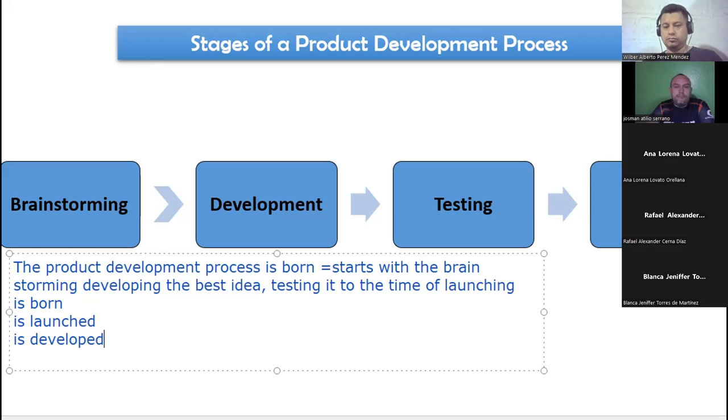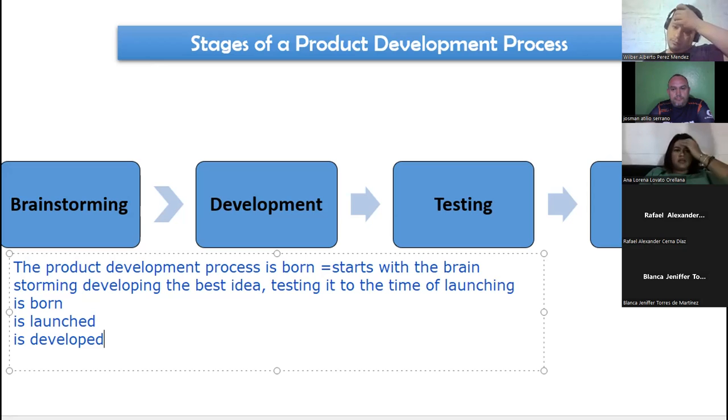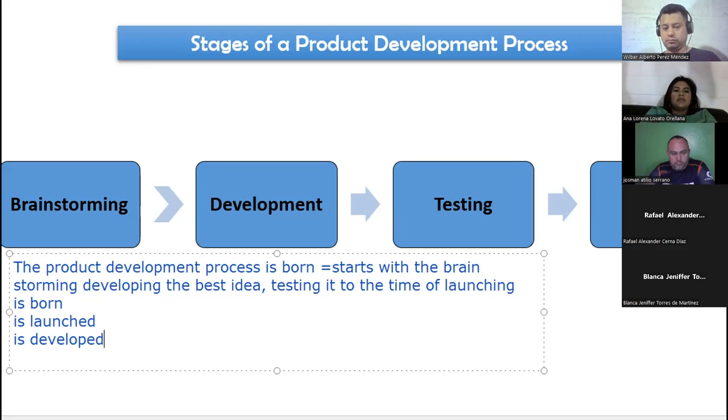Okay. The first, the brainstorming. The first, the product include for the best idea, include ID screen, and then development. Next, testing it. The result is good, but the launch. Okay, very good. Easy, right?